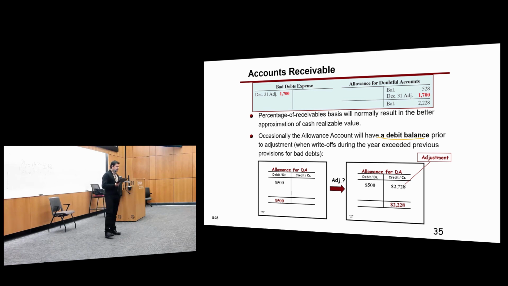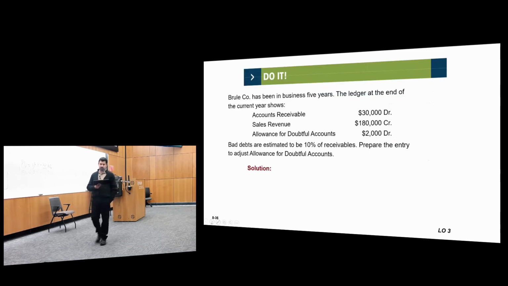So Broom Company has been in business for 5 years. The ledger at the end of the current year shows accounts receivable, 30,000 debit; sales revenue, 180,000 credit; and allowance for doubtful accounts, 2,000 debit. Bad debts are estimated to be 10% of receivables. Prepare the entry to adjust allowance for doubtful accounts. Take a minute to think about it, try it, and let's solve it afterwards.